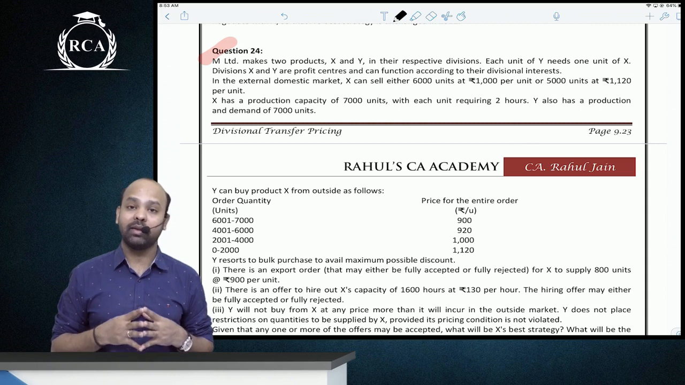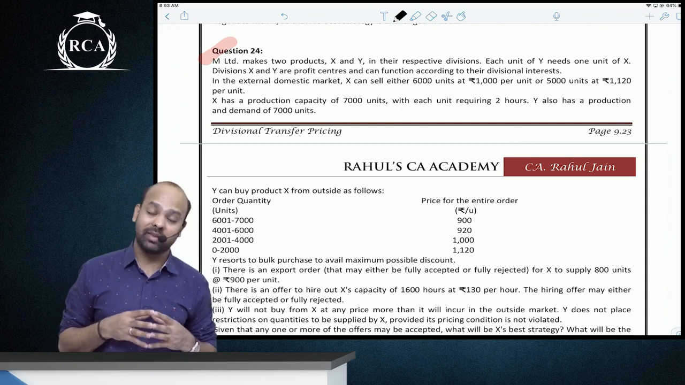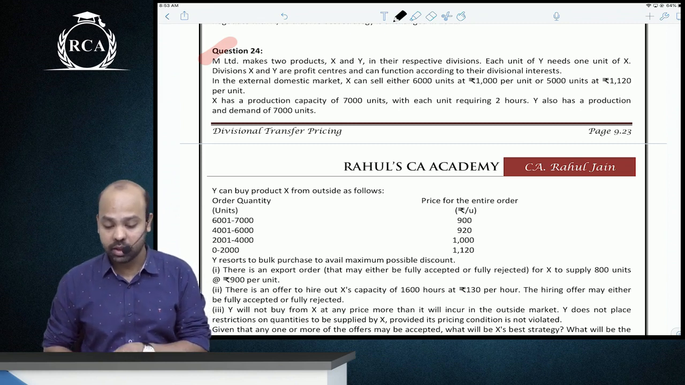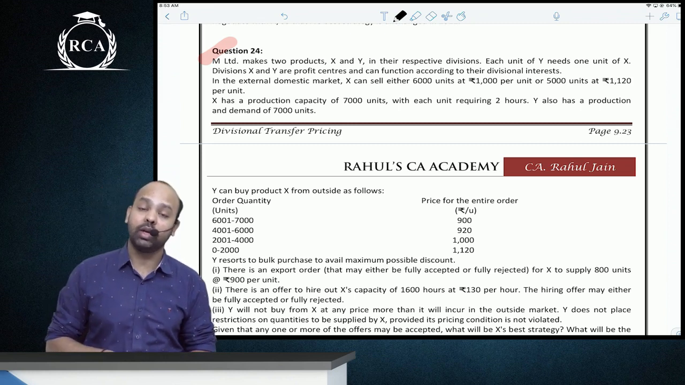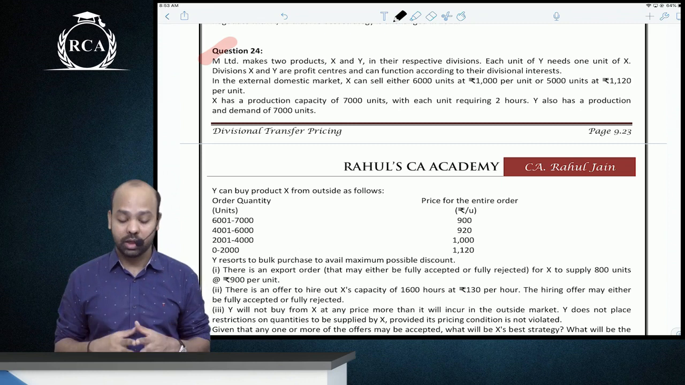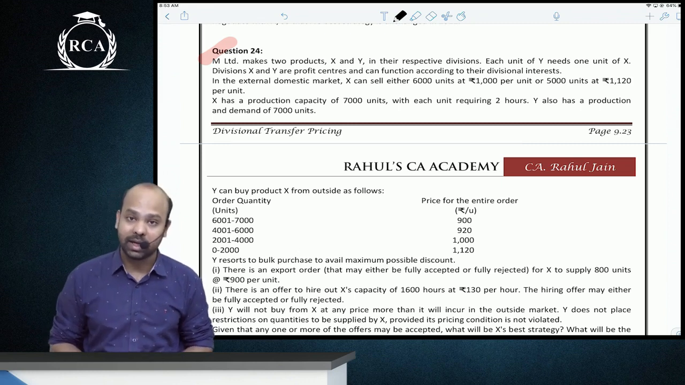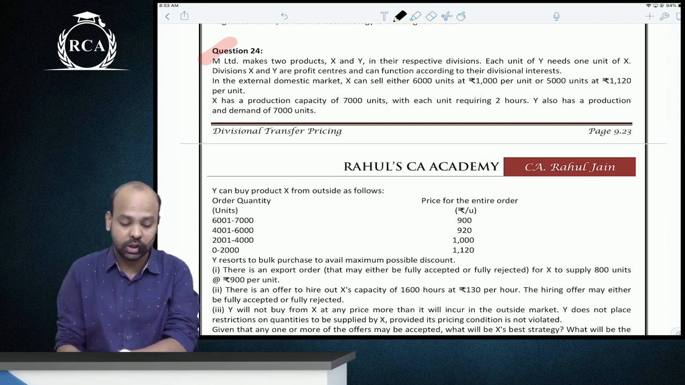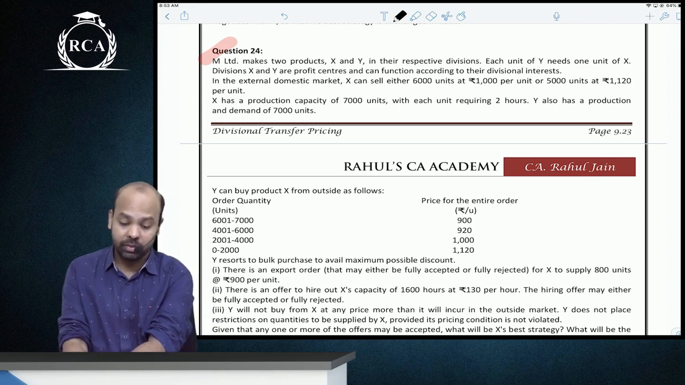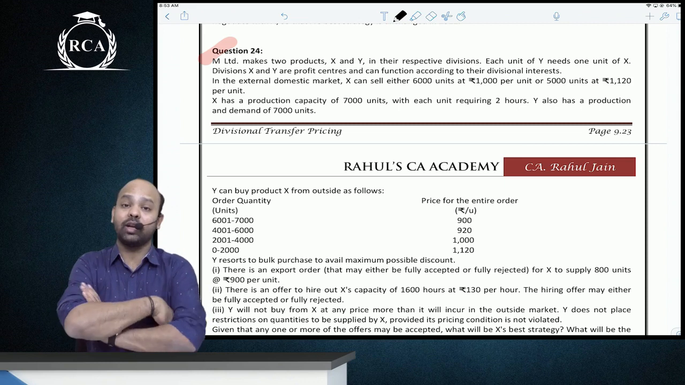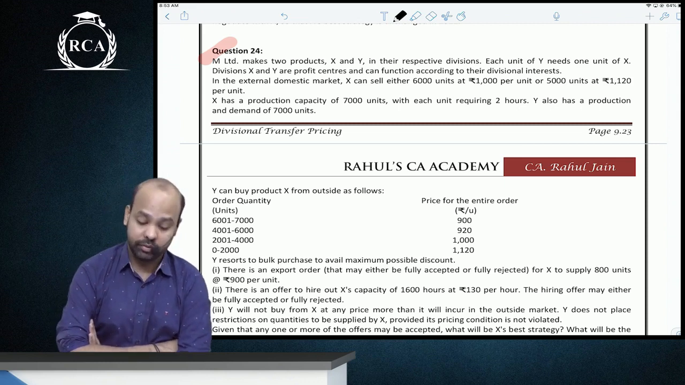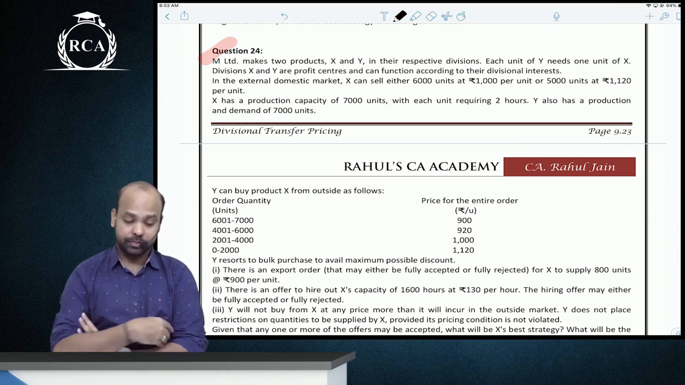If Y is buying between 6,001 units to 7,000 units from the external market, he can buy the entire order at only 900 rupees. Anywhere between 4,001 to 6,000 units, he can buy at 920. Anywhere between 2,001 to 4,000 units, he can buy at 1,000. Anywhere between 0 to 2,000, he will be able to purchase at 1,120 rupees. Y resorts to bulk purchase to avail maximum possible discount.